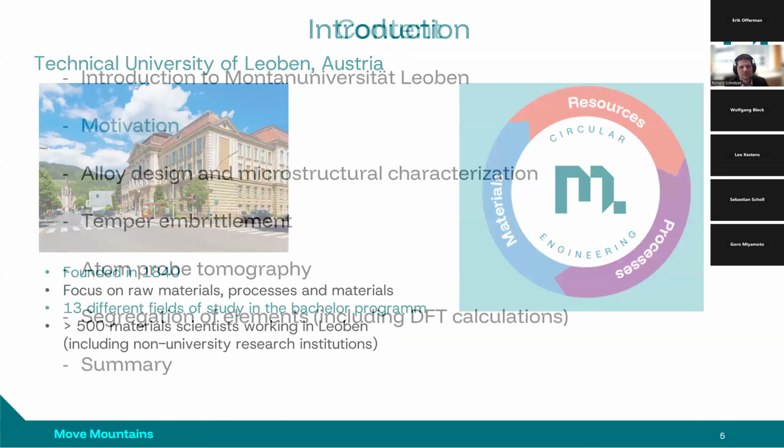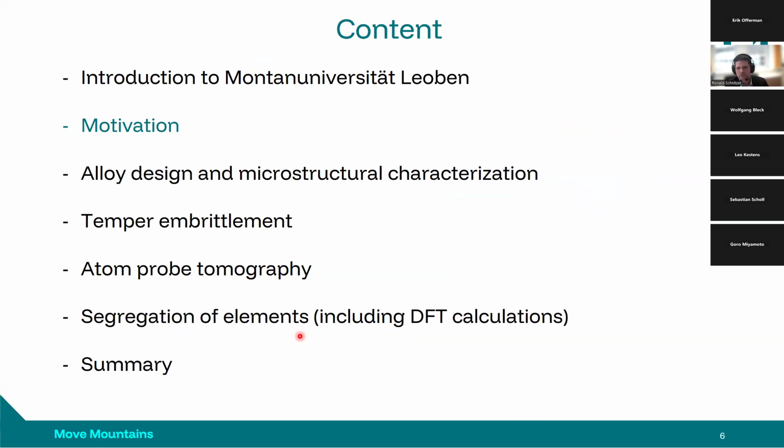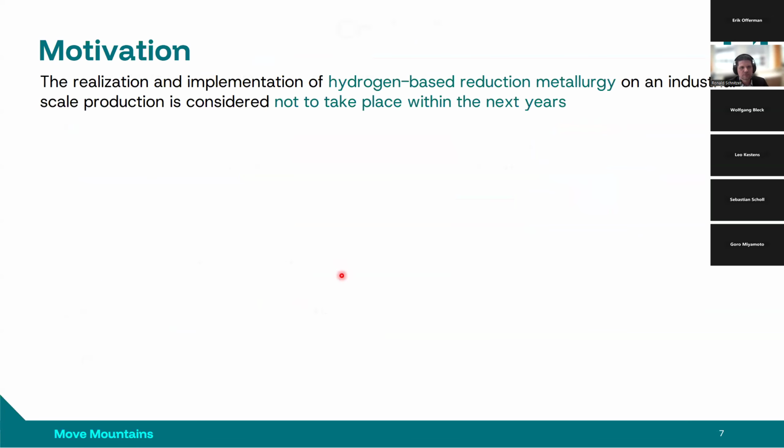Okay, so with that overview, I'd like to come to the motivation of my presentation today. From the title, you have seen that we are dealing with an increase of scrap usage. And of course, the motivation for this work is that, in general, when one tries to reduce CO2 emissions, the solution should be to use hydrogen instead of coal as reduction agent in metallurgy processes. However, this is not expected to take place within the next years.